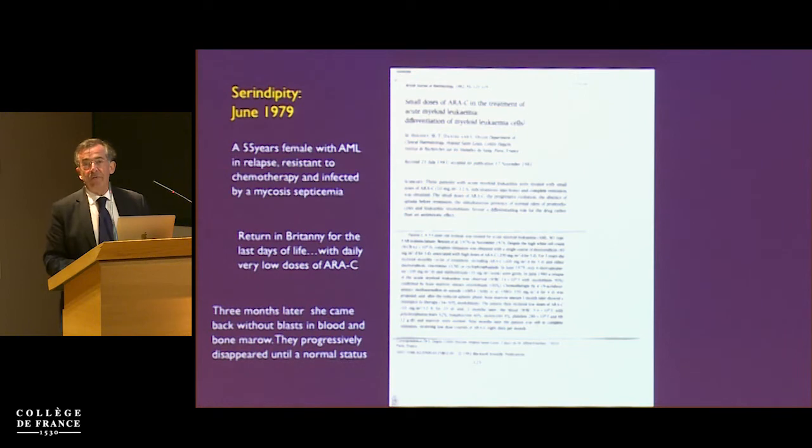I saw a woman, a 50-year-old person, with acute myeloid leukemia in relapse, resistant to any chemotherapy, and infected by mycosis septicemia. So at the end of her life, I preferred that she be at home in Brittany to see her parents and children. I told the GP to give a very, very low dose of chemotherapy, aracytine, morning and evening. And what happened? Three months later, this person came back to my consultation completely normal, with the blood normal, with the bone marrow normal.